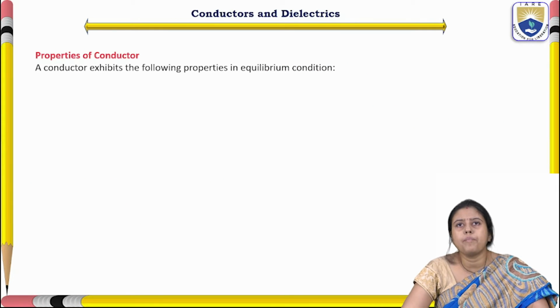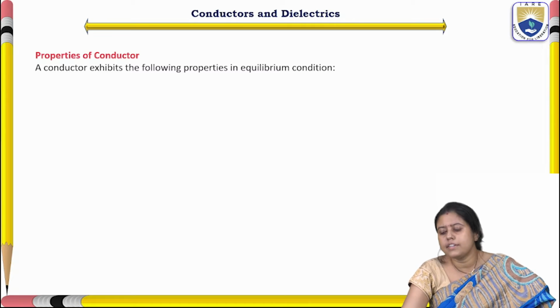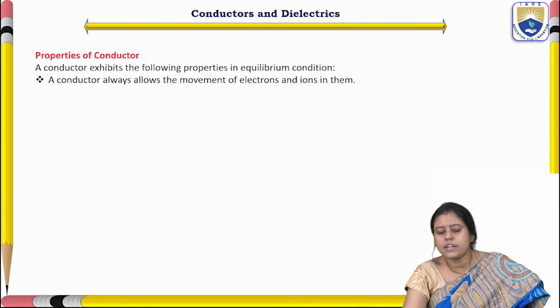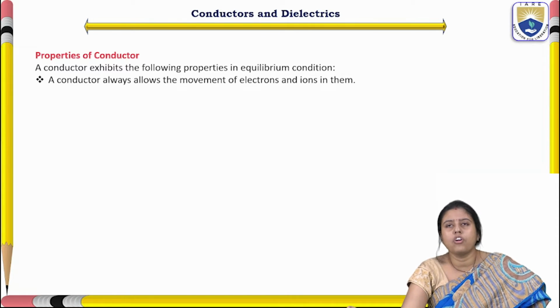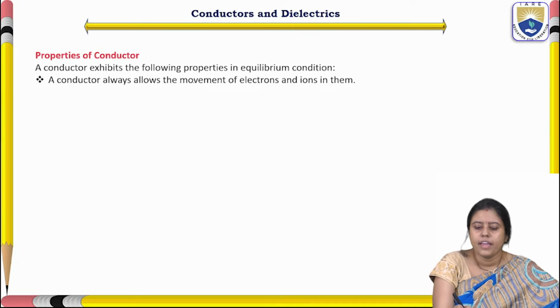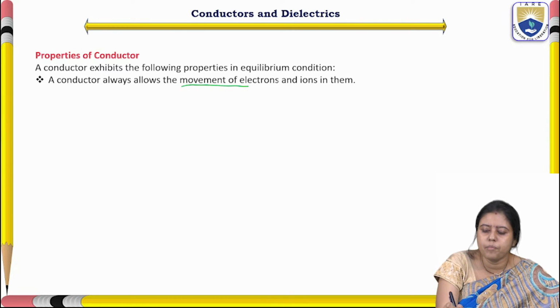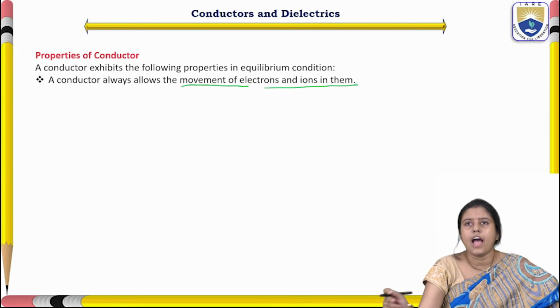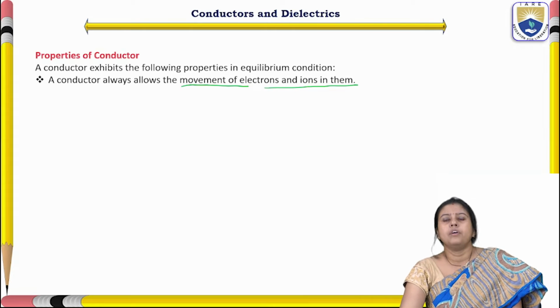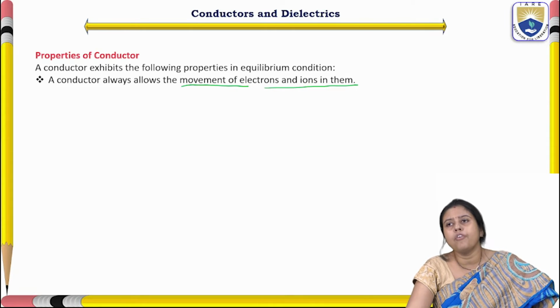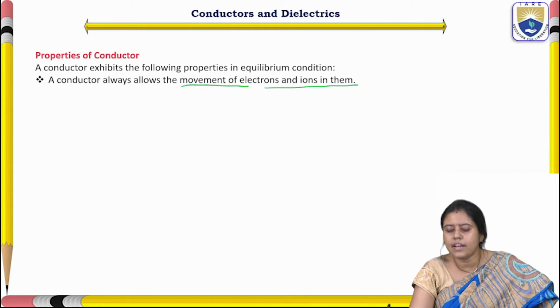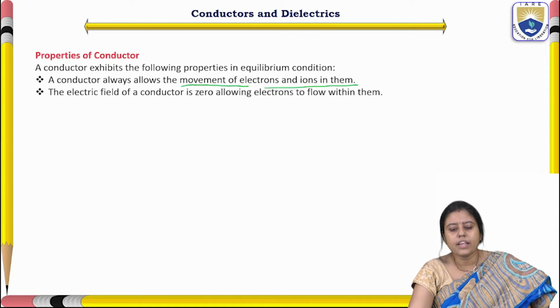So what are the properties of a conductor? As we know, the first is that a conductor always allows the movement of electrons and ions in it. And the flow of electrons is known as electricity. This is one important point.